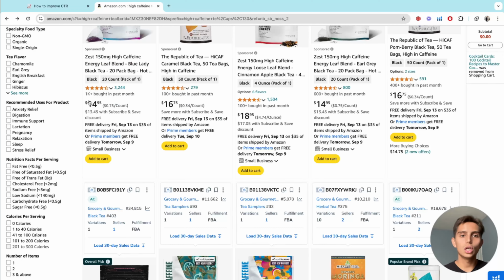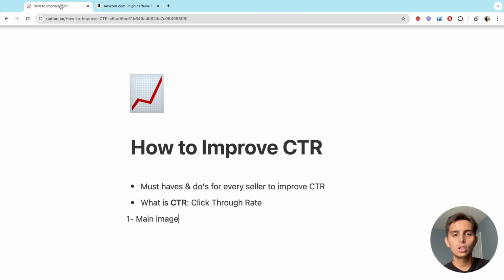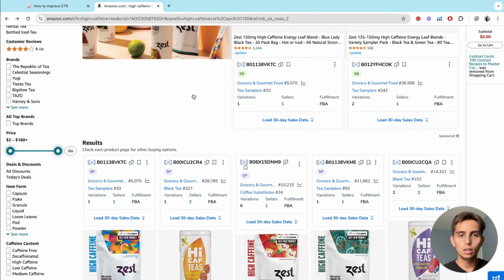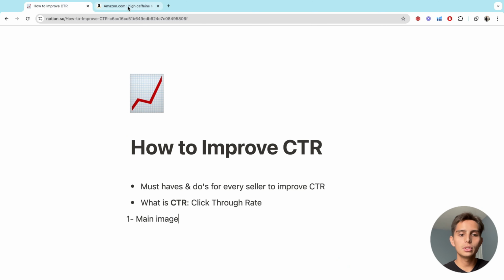When it comes to CTR, you want to make sure that you cannot make your image look bigger. That's exactly what you should be looking forward to when it comes to just the main image. Now, the second thing is the reviews, okay?